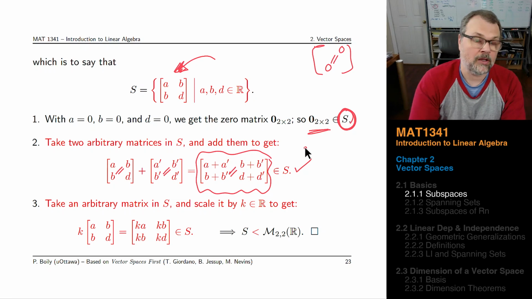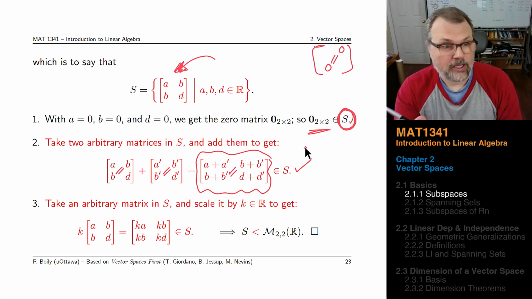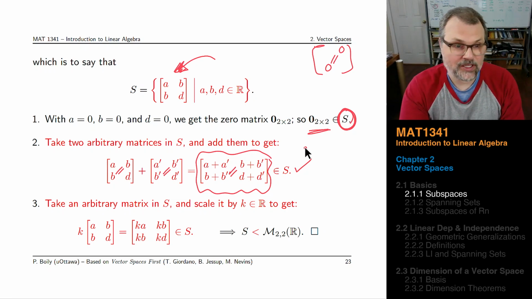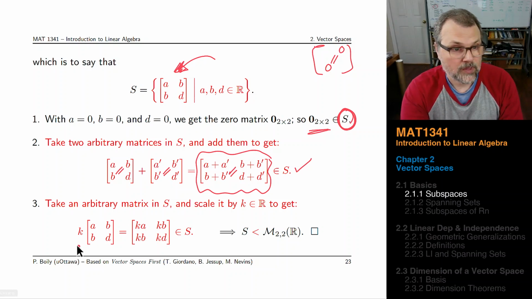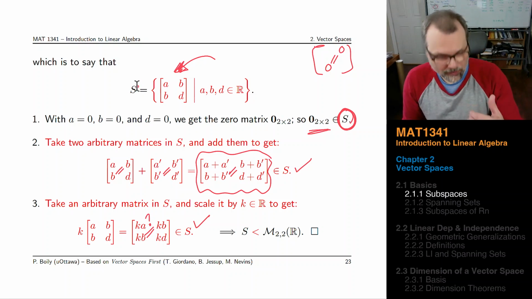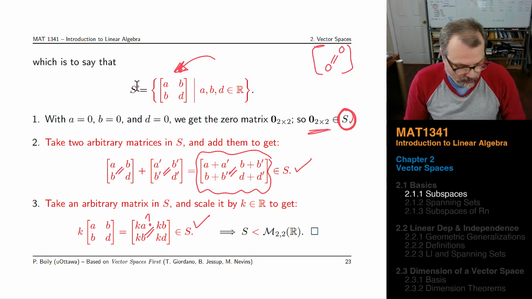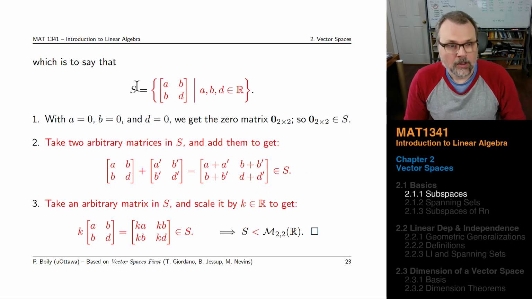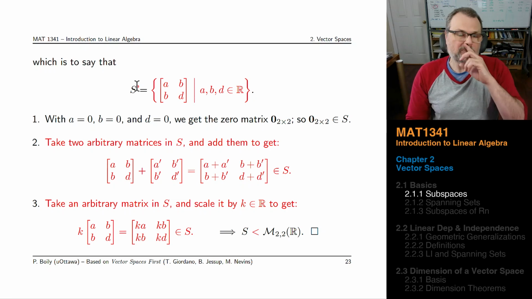And I do the same thing for scalar multiplication. I take some arbitrary matrix in S. It's going to have to look like A, B, B, D. That's the only thing that I know. Multiply by K. I get Ka, Kb, Kb, Kd. Is it the case that these two things are equal? Yep. So the subspace test is satisfied, and so this set S of symmetric matrices in M22 is in fact a subspace of M22. I'm going to point something out to you here.